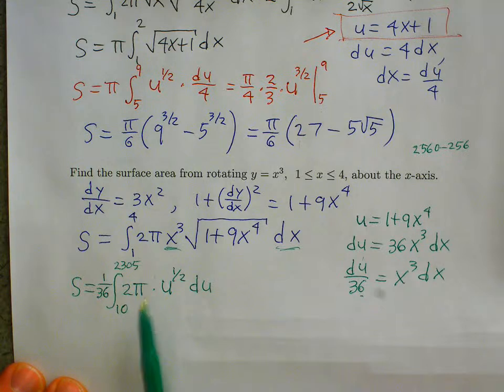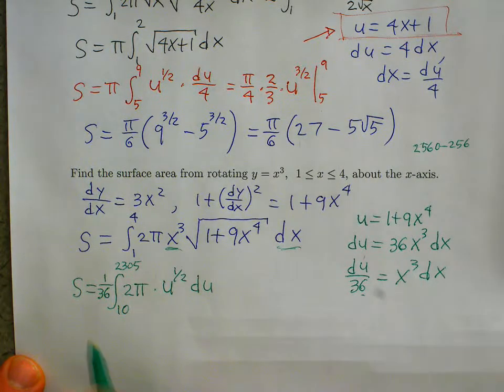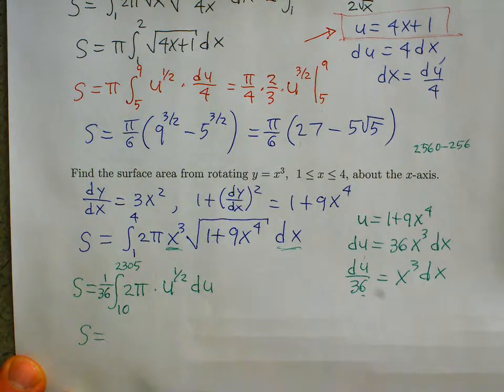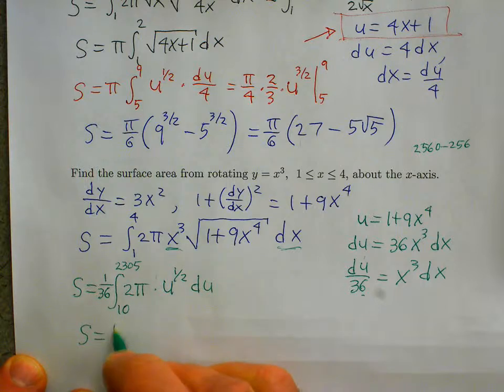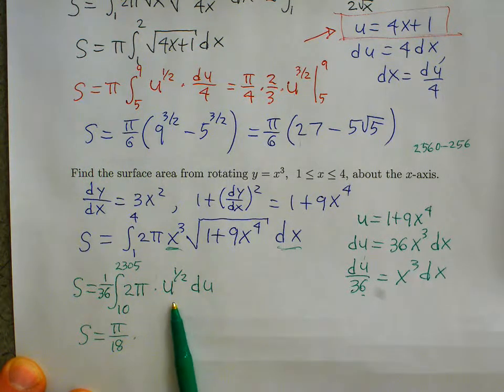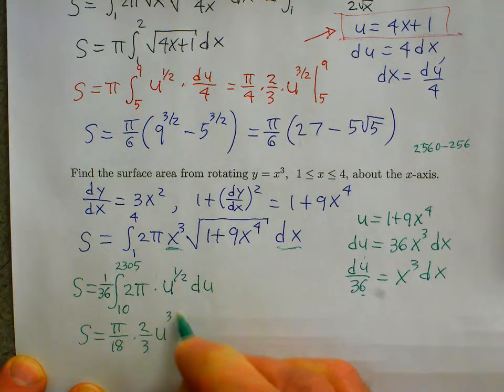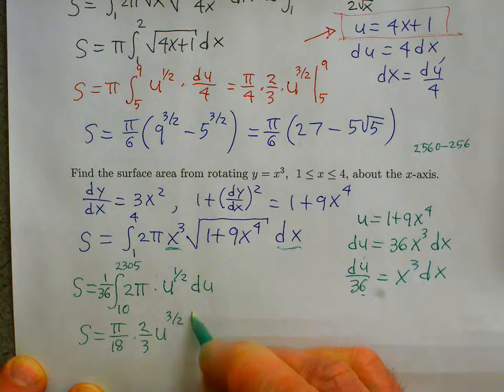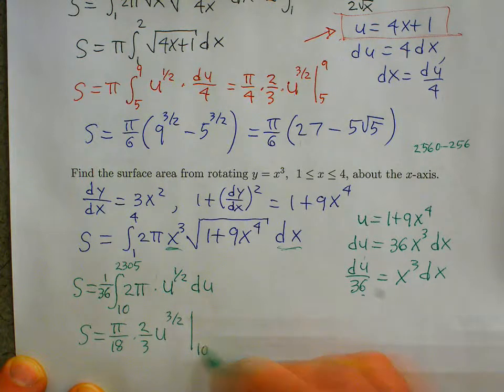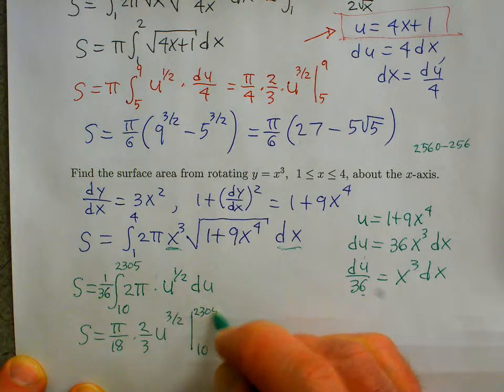Okay, so let's go ahead and evaluate the integral. So I'm going to write 2 pi over 36, but write it as pi over 18. And then an antiderivative of u to the 1/2 is u to the 3/2 divided by 3/2, or 2/3 times u to the 3/2, evaluated from u equals 10 to 2,305.